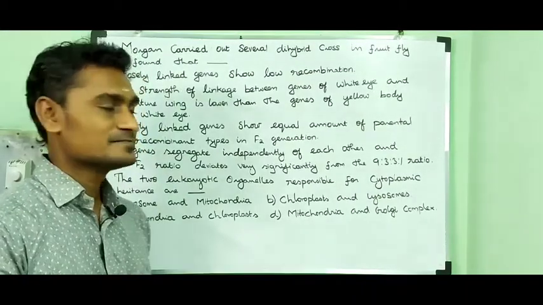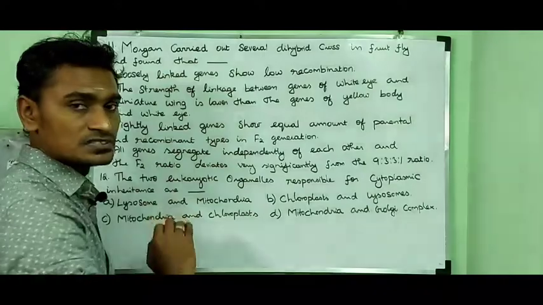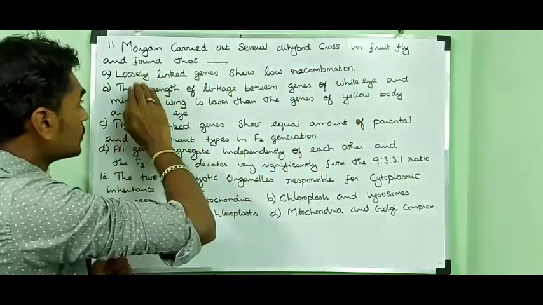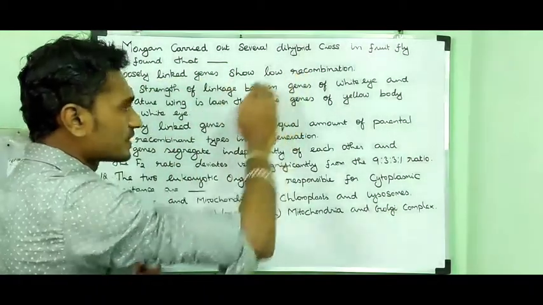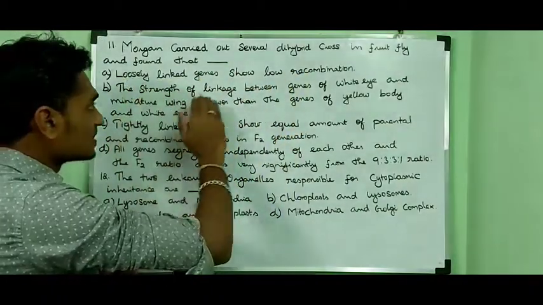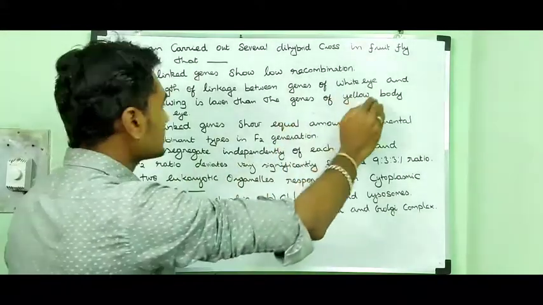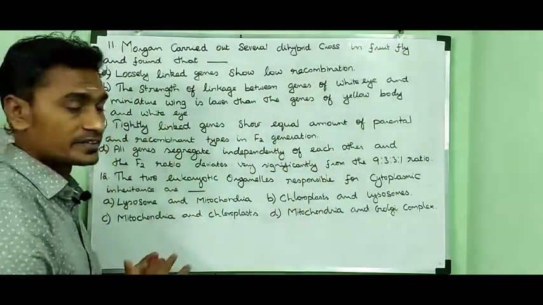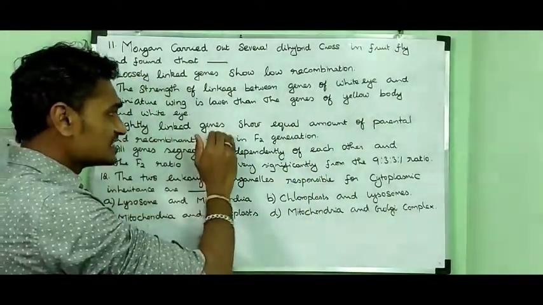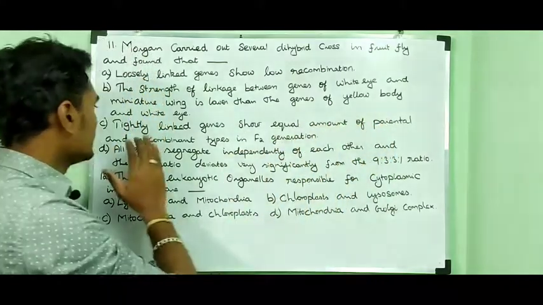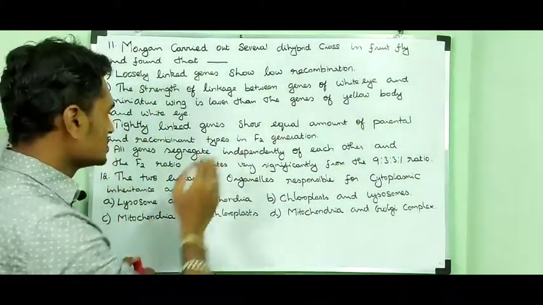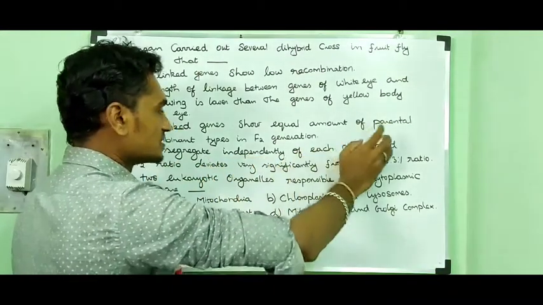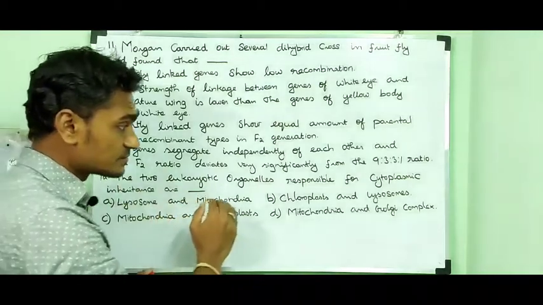The 11th question. Morgan carried out several dihybrid crosses in fruit fly and found that dash. Option A, loosely linked genes show low recombination. Option B, the strength of linkage between genes of white eye and miniature wing is lower than genes of yellow body and white eye. Option C, tightly linked genes show equal amounts of parental and recombinant types in F2 generation. Option D, all genes segregate independently of each other and the F2 ratio deviates very significantly from the 9:3:3:1 ratio.